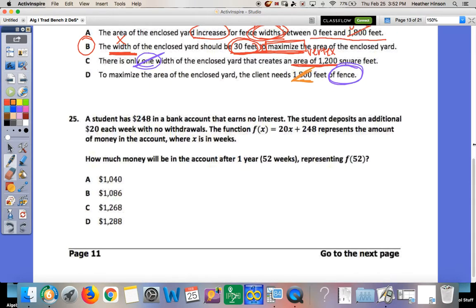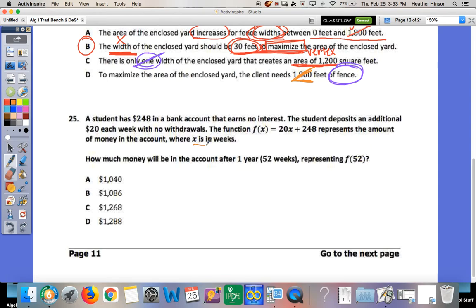Okay, 25. A student has $248 in the bank account that earns no interest. The student deposits an additional $20 each week with no withdrawals. The function f of x equals 20x plus 248 represents the amount of money in the account where x is weeks. How much money will be in the account after 1 year, which is 52 weeks, representing f of 52.